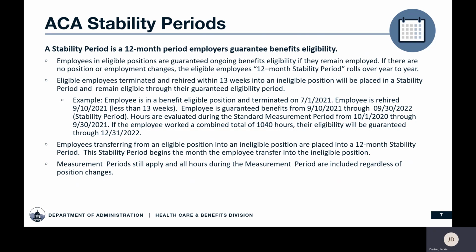Eligible employees transferring to an ineligible position are placed in a 12-month stability period. Hours are also included in the applicable measurement period. Employees placed in stability periods will be evaluated during the applicable measurement periods, and all hours within the measurement period are evaluated. If the employee is deemed eligible based on working over 1,040 hours, their stability period is extended.